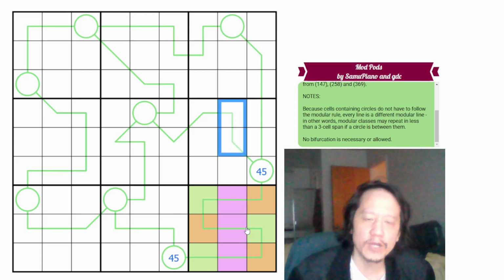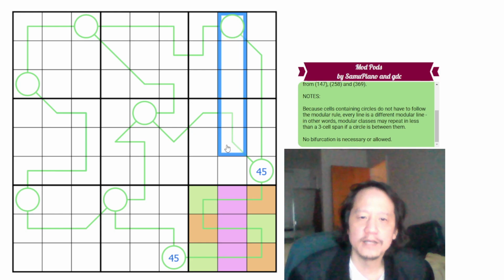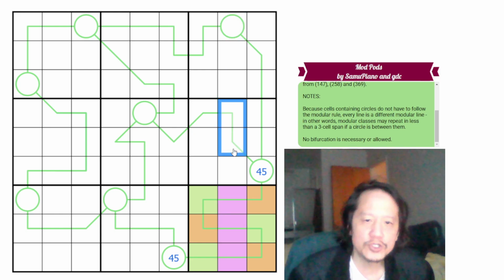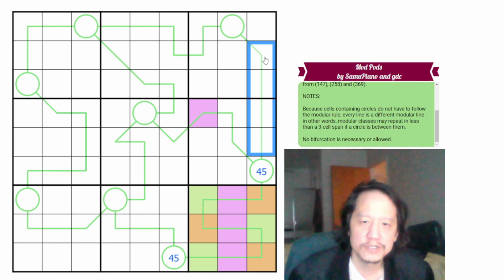Neither of these two can be pink because we have three pinks already in column 8. So therefore, none of these can be pink. So these two can't be pink. Well, for every 3 set, we need at least one pink. Can't be these two, so this must be a pink. So this has to be some set of green and orange. This is some set of green or orange.